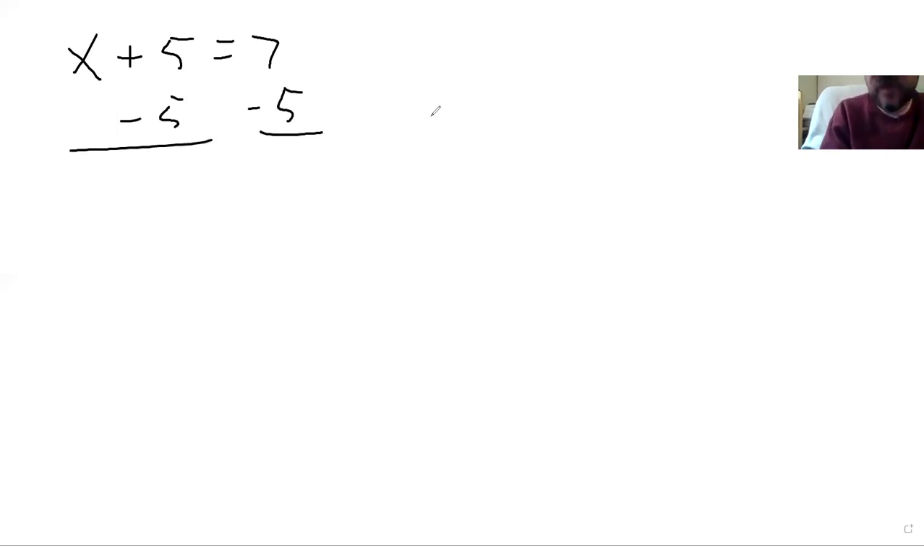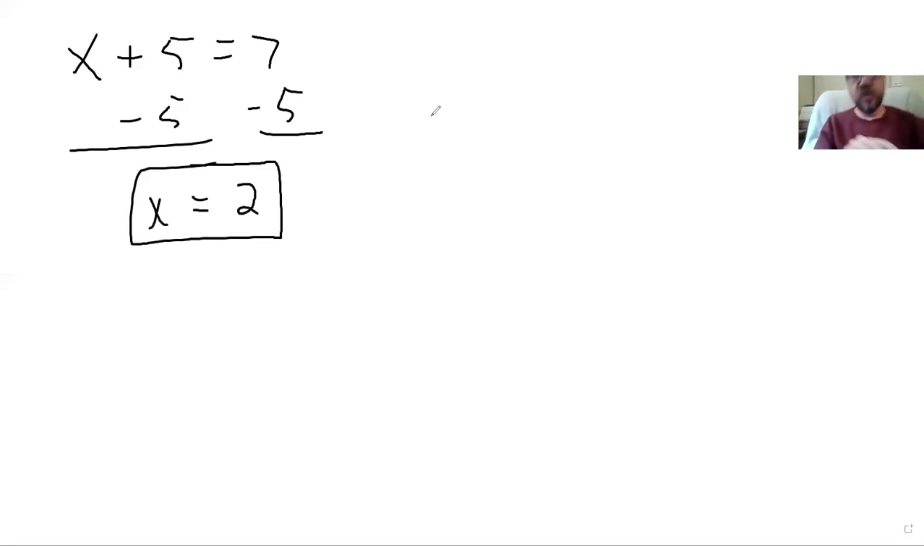Plus 5 minus 5 is 0, and so that leaves me x equals, well, 7 minus 5 is 2. And that's in general what your answer should look like if you're solving an equation. It should look like variable equals a number, or possibly more than one number, depending on your equation.